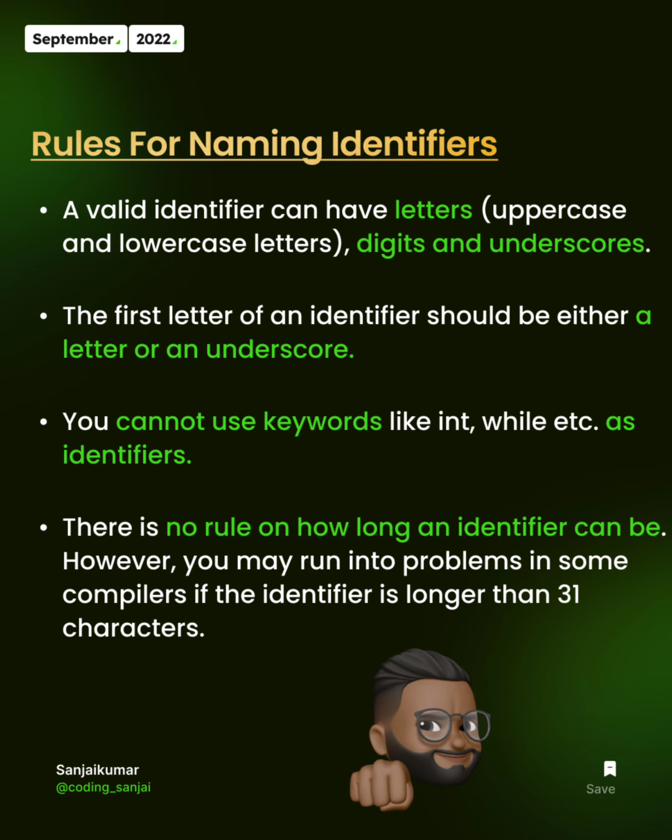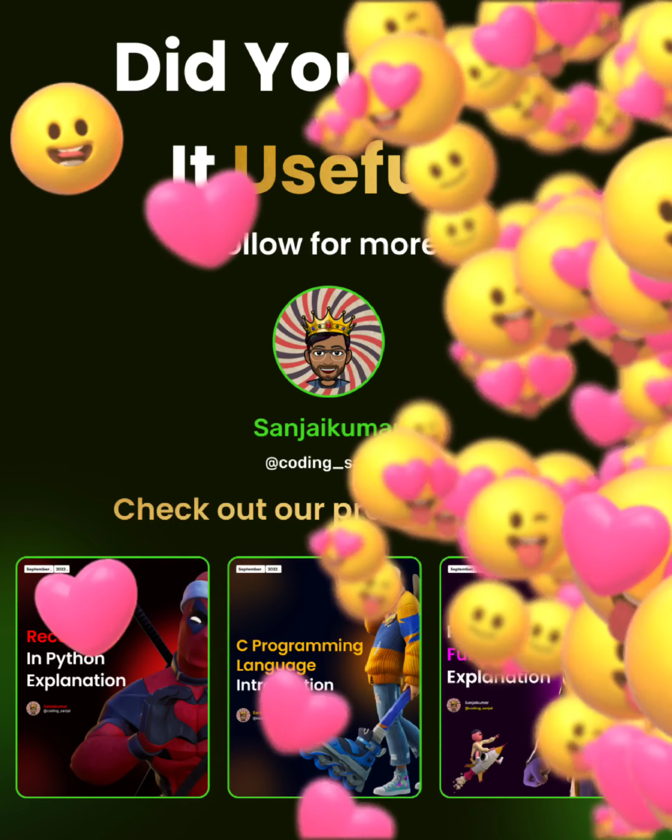Rules for naming identifiers. A valid identifier can have letters, uppercase and lowercase letters, digits and underscores. The first letter of an identifier should be either a letter or an underscore. You cannot use keywords like int, while etc. as identifiers. There is no rule on how long an identifier can be. However, you may run into problems in some compilers if the identifier is longer than 31 characters.